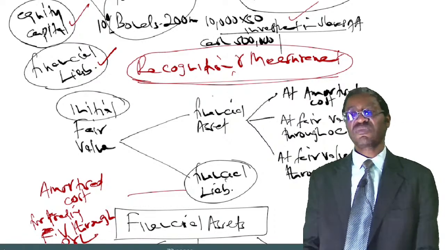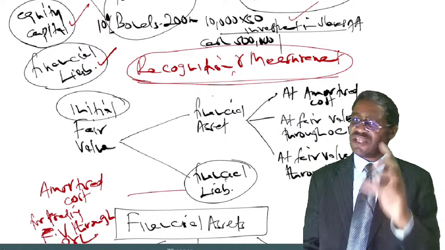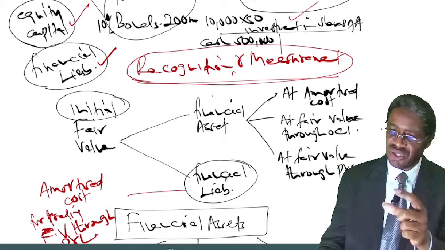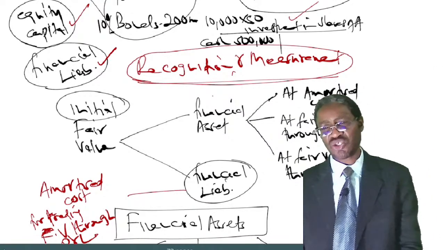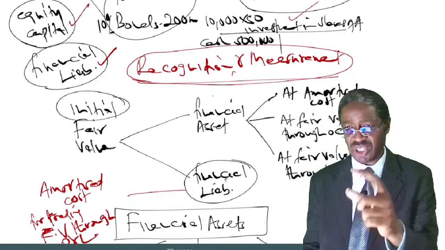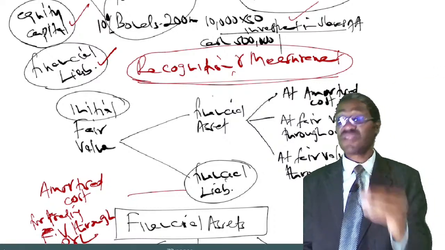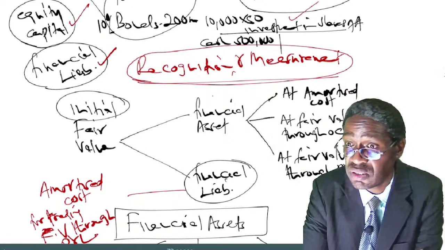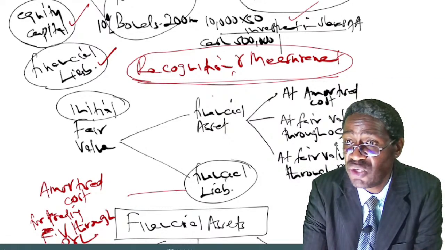Another paragraph. The following are the three ways in which a financial asset should be remeasured.